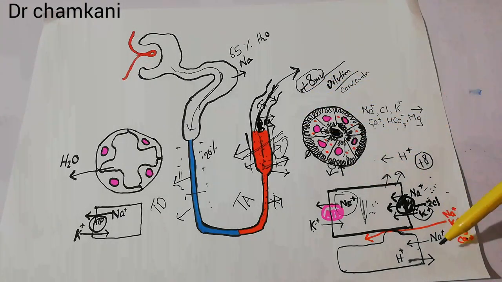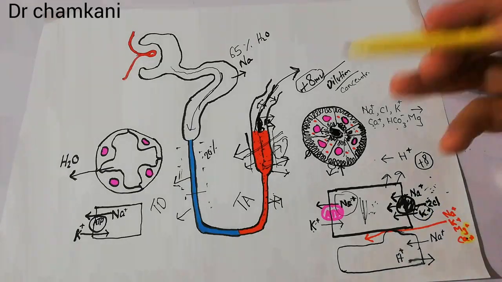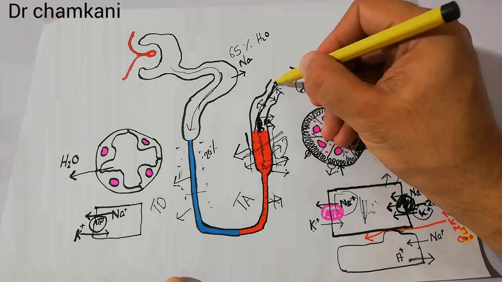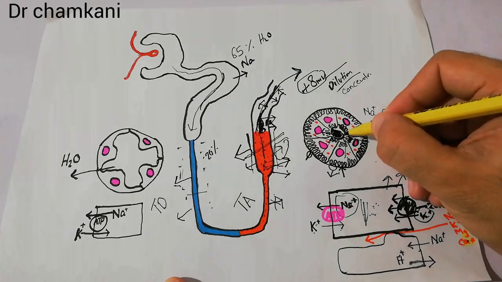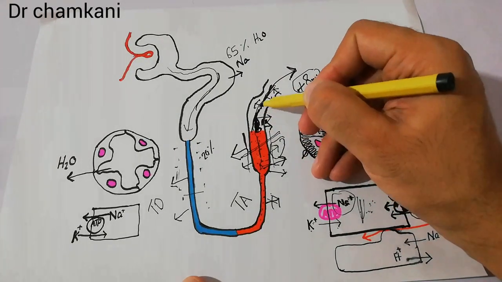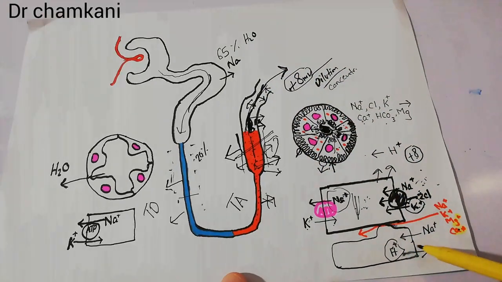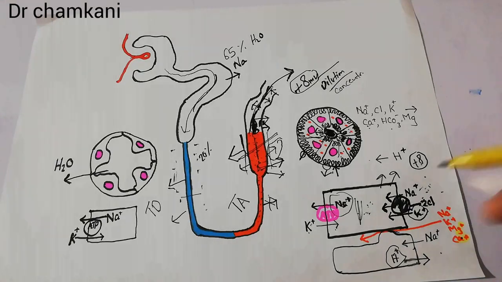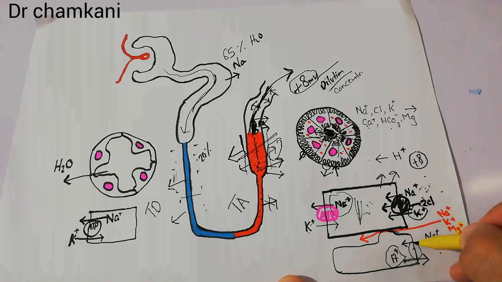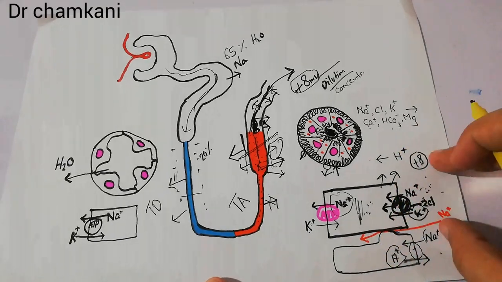But in this area, we have another pump, which is the sodium hydrogen pump. Now this pump basically throws out hydrogen. Hydrogen is thrown into the lumen, so that the hydrogen goes out into the urine. The fluid that is moving in this area goes out and is thrown out into the urine. So hydrogen is thrown out of the cell, it goes into the lumen, and with the help of this movement, sodium is thrown in. So this is another process which helps in the reabsorption of sodium.